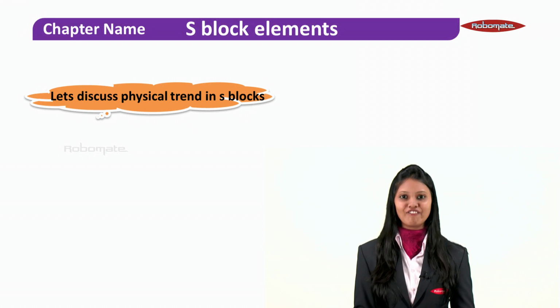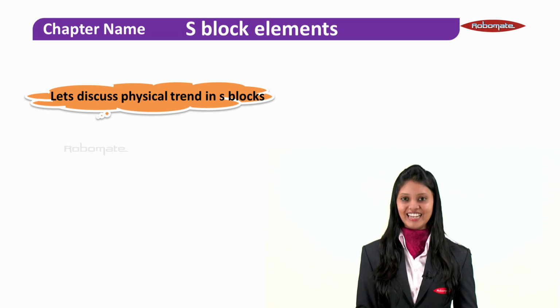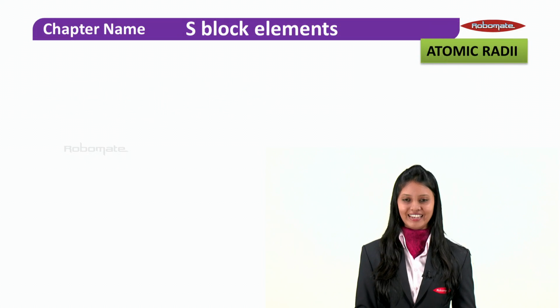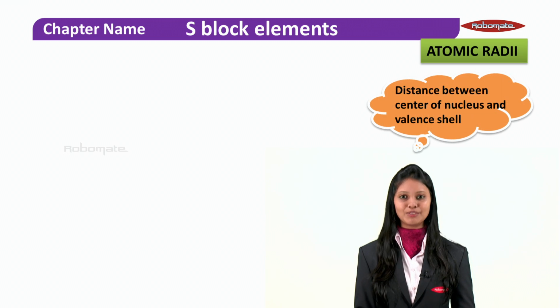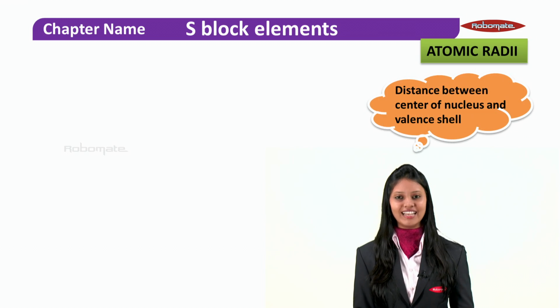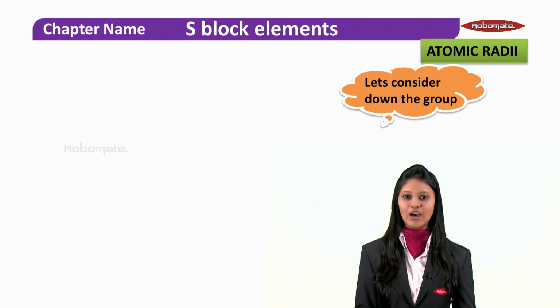In today's session, we are going to discuss physical trends. The first physical trend in S block is atomic radii. What is atomic radii? Atomic radii is the distance between the center of the nucleus and the valence shell. Let's consider this atomic radii down the group.